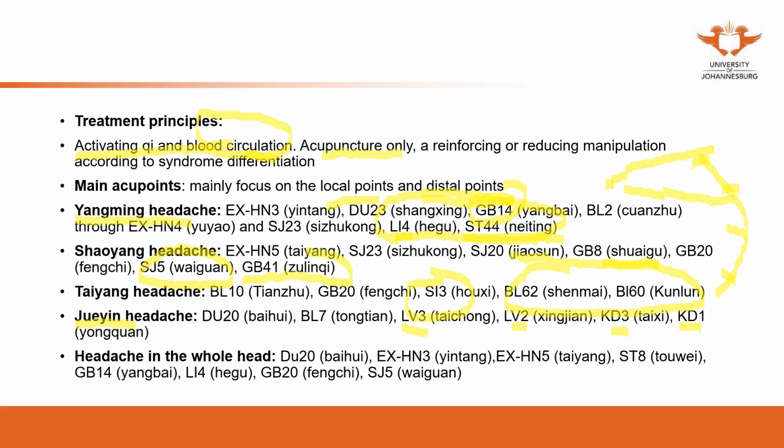The headache in the whole head: DU20, EX-HN3, EX-HN5, stomach 8, GB14, large intestine 4, GB20, Sanjiao 5. So these are the points that you can consider.